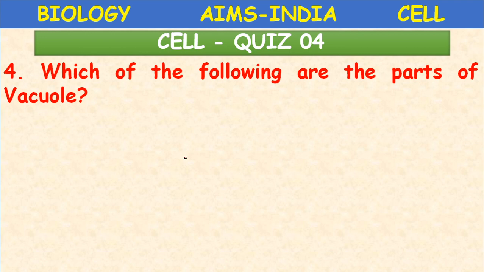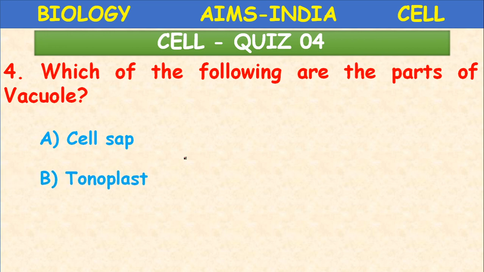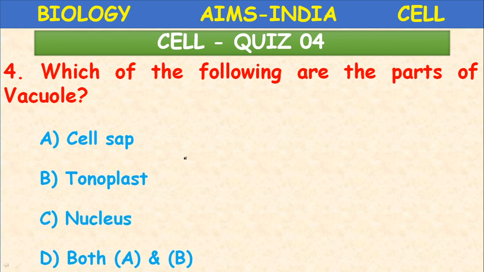Next, which of the following are the parts of the vacuole? Cell sap, tonoplast, nucleus, or both cell sap and tonoplast? Both cell sap and tonoplast. Now what is cell sap? The cell sap is the fluid present in the vacuole. Just like the fluid present in the cell is called cytoplasm, and the fluid present in the nucleus is called nucleoplasm, the fluid present in the vacuole is called cell sap.